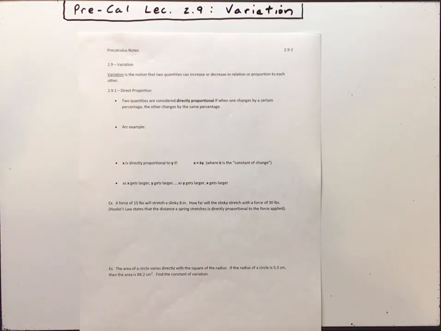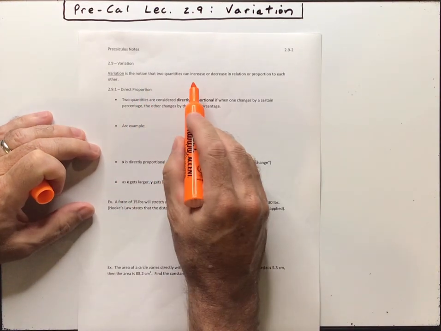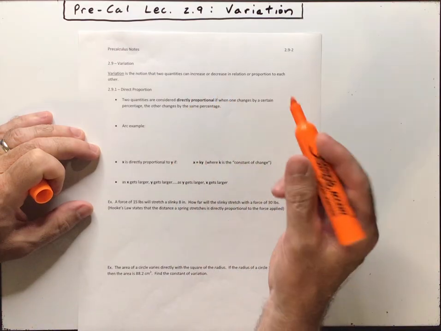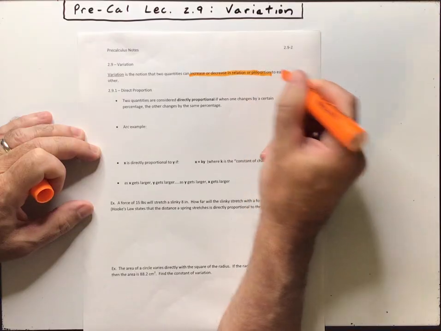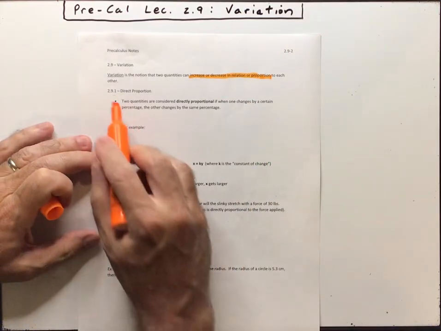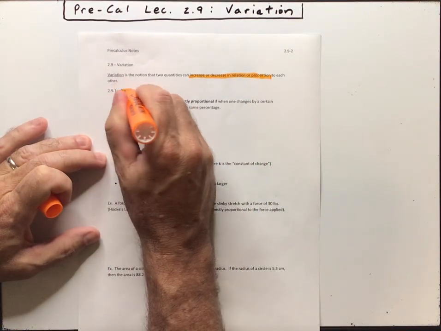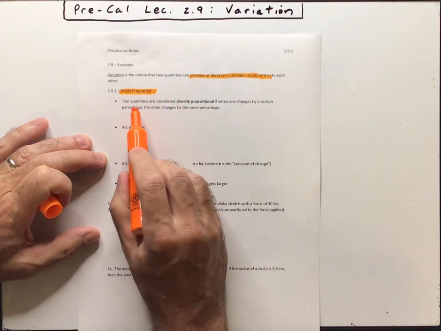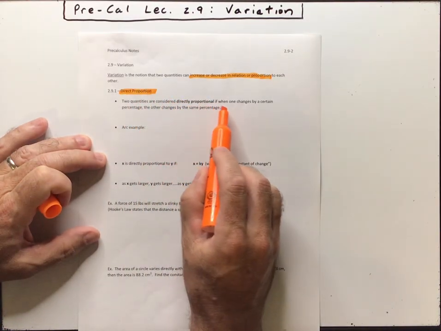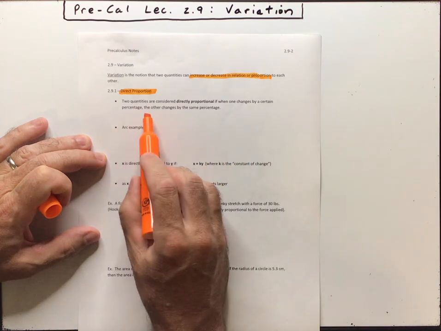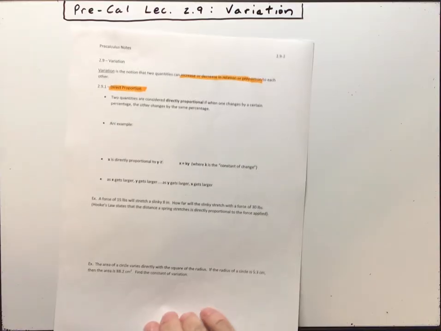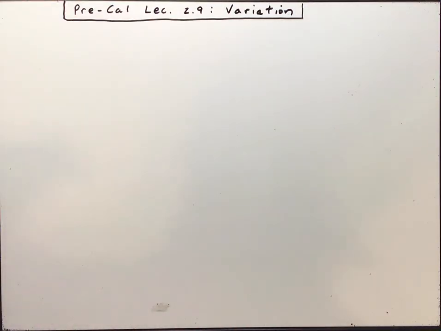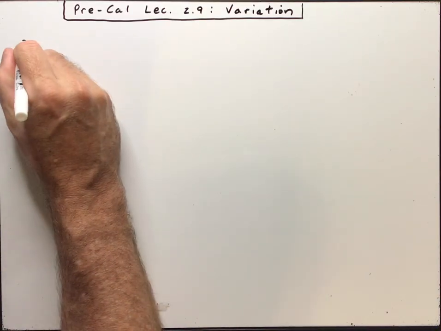All right, variation is the notion that two quantities can increase or decrease in relation or proportion to each other, and direct proportion. Two quantities are considered directly proportional if when one changes by a certain percentage, the other changes by the same percentage. So you've got some space in here to draw this arc example that I'm going to give you.